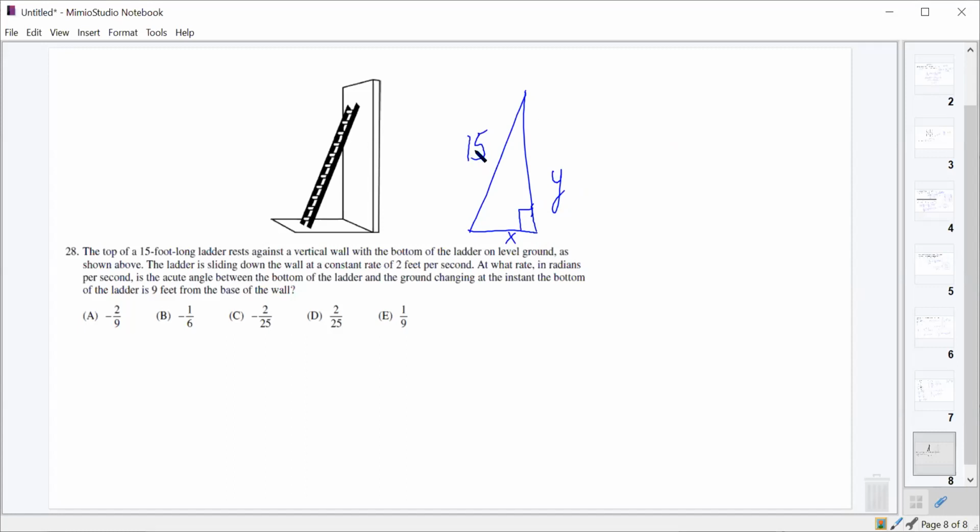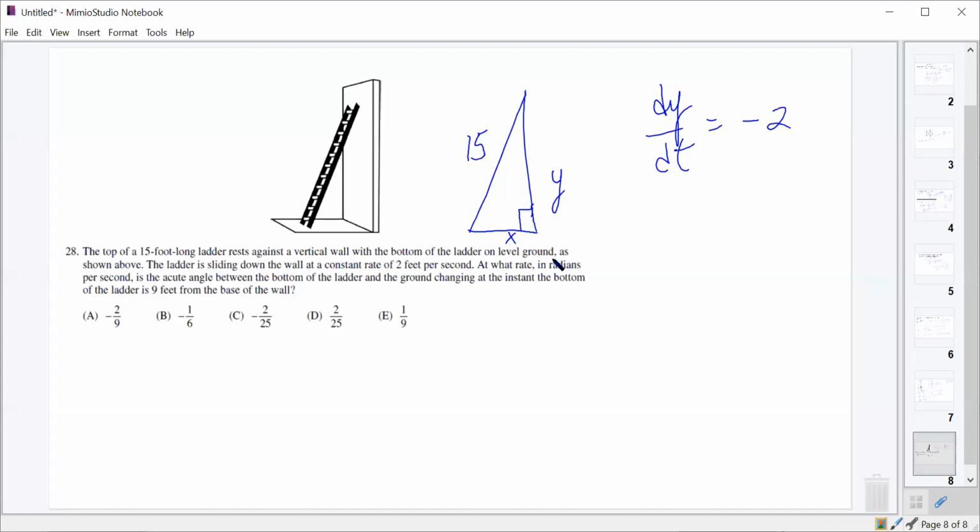Even though this is a related rate, I can put that value in. Normally, don't put down any values, but this value is not changing. The ladder is 15 feet. It's not getting bigger or smaller as it slides. It's still 15 feet. But x and y are both changing. In fact, y is changing at a rate of 2 feet per second. It's sliding down, which means y is getting smaller, which means that rate of change should be negative. So negative 2 feet per second.